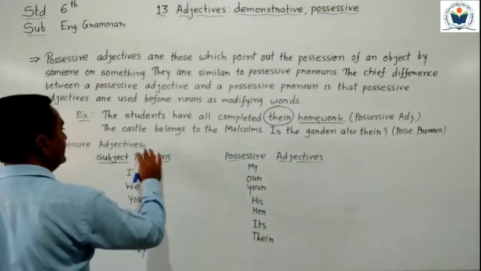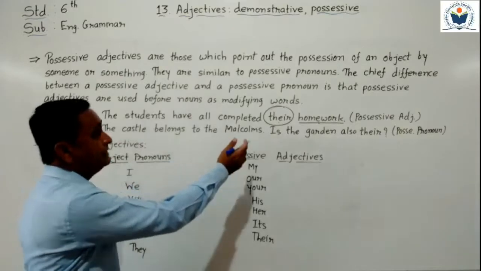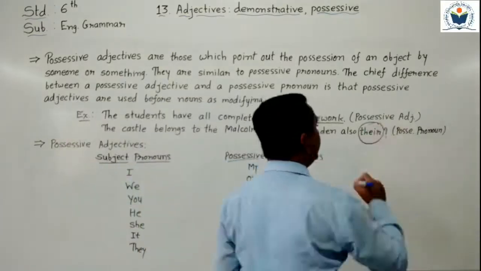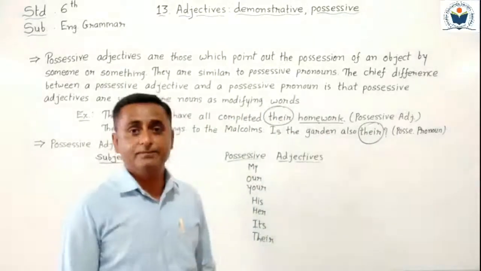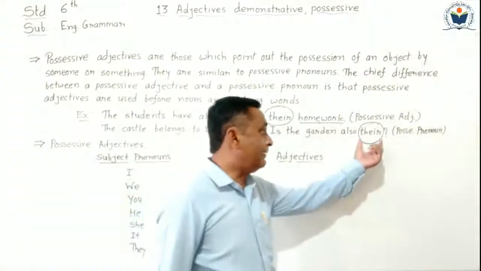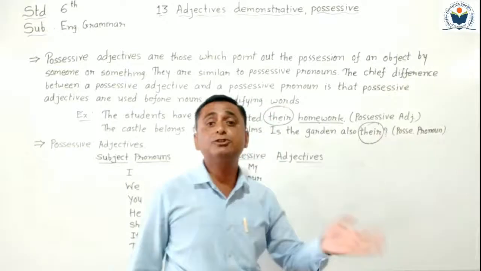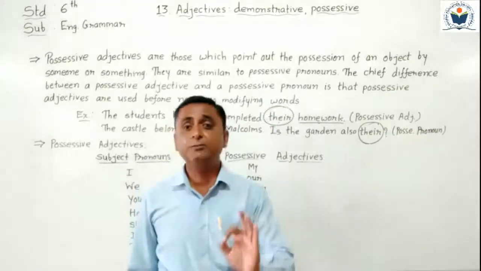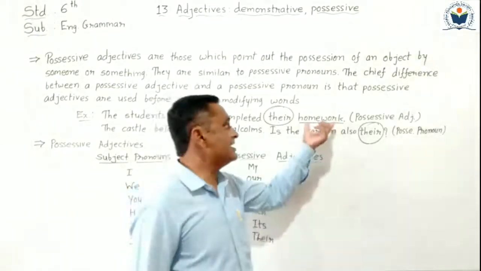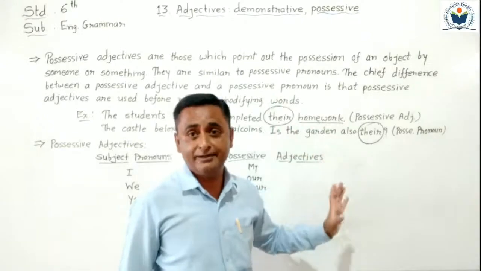Now second example is given here. The castle belongs to Malcolm. Is the garden also theirs? Here a possessive pronoun is given. But see the difference between possessive adjective and possessive pronoun. After the possessive pronoun there is no noun. यहाँ पे कुछ नहीं है. मीन्स के पॉजेसिव प्रोनाउन के बाद नाउन नहीं फॉलो होता है. पॉजेसिव एडजेक्टिव के बाद नाउन फॉलो होता है.